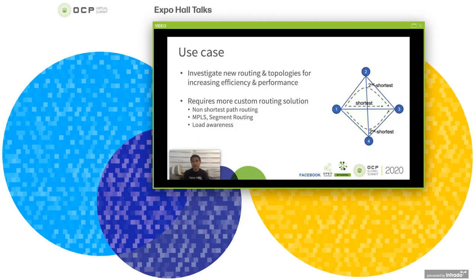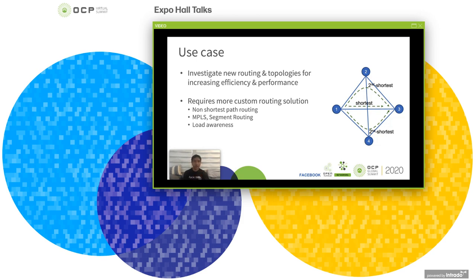So if we want to take into account persistent load differences, and we want to take into account that we might have a not perfectly symmetric topology underneath us, we need new control. We need a custom routing solution, and this is where we might want to take advantage of those non-shortest paths.